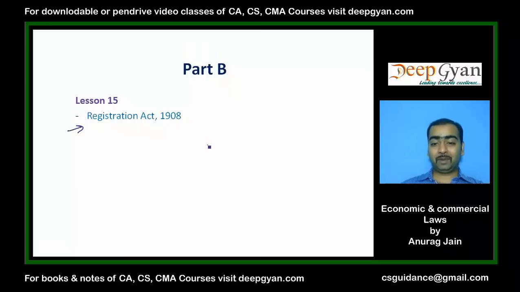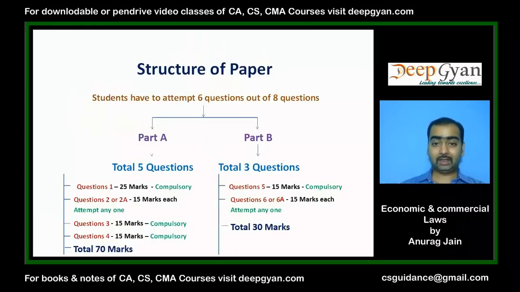Now let's see the paper pattern of this subject. Structure of the paper: basically there will be 8 questions in the paper, out of which students will have to attempt 6 questions, right? In part A there will be a total of 5 questions, and in part B there will be a total of 3 questions, right? Out of 5 questions students have to attempt 4 questions, and out of 3 students have to attempt 2 questions, right?